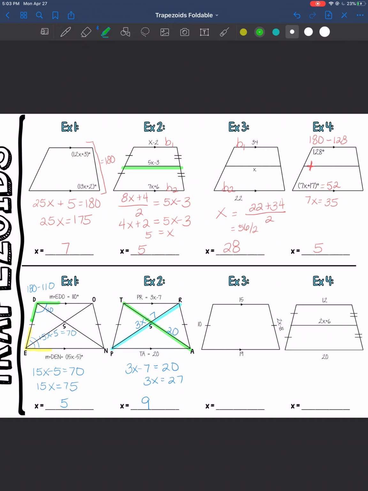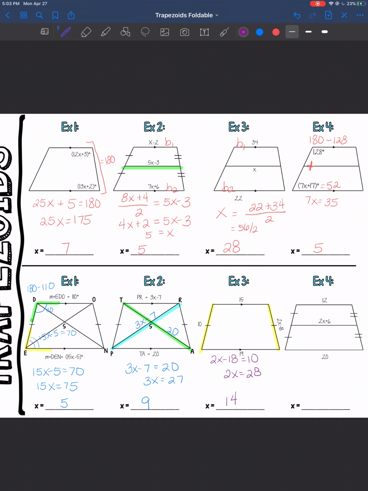Alright, now in the next example you're given a whole bunch of different lengths and you have to know which ones are congruent. Remember that the 15 and the 19 represent the bases, and the 2x minus 18 and the 10 represent the legs. Those are marked as congruent. Those are the two we said equal. So 2x minus 18 equals 10. Add 18. Divide 28 by 2. 14 is your answer.